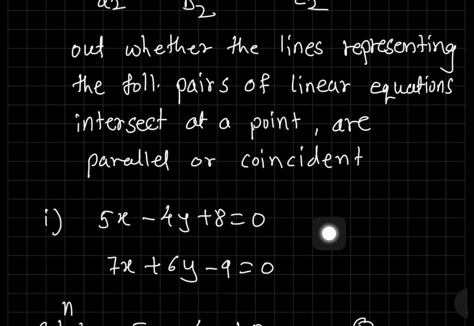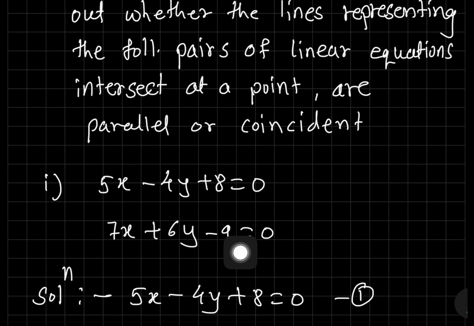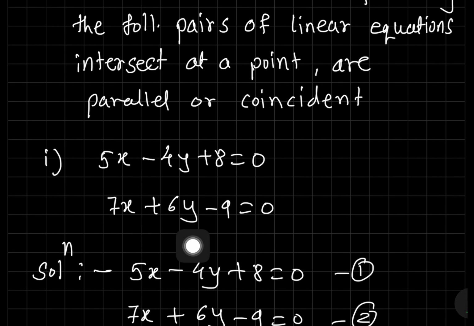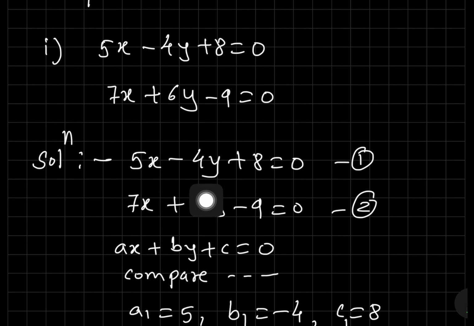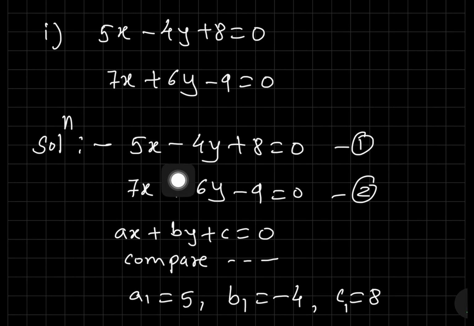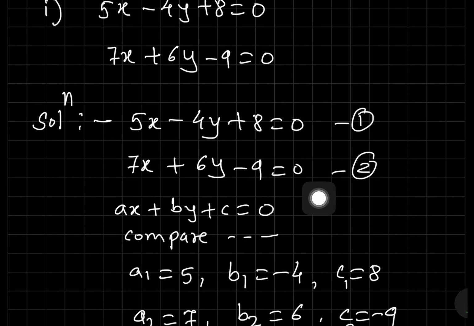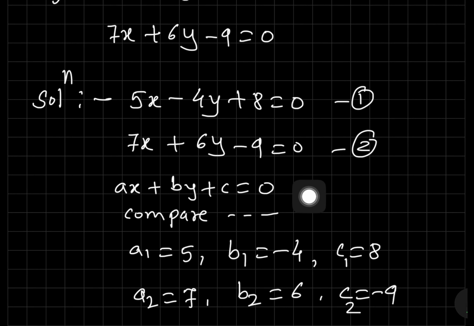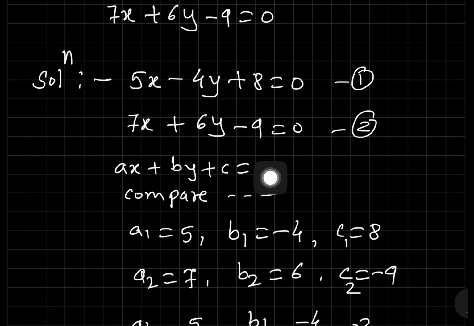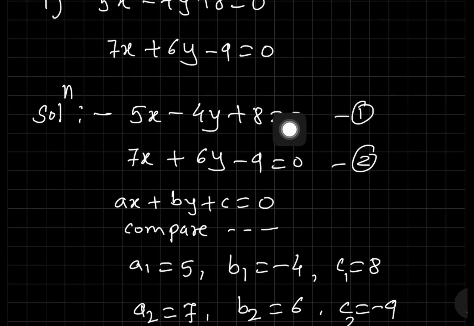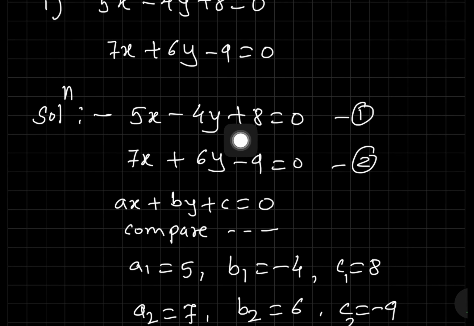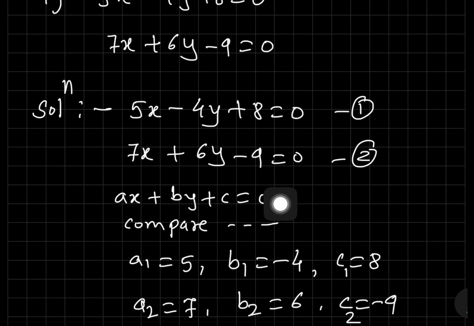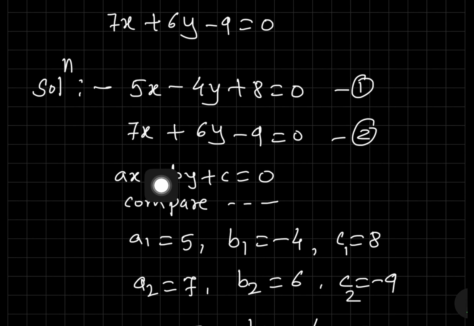Here two linear equations are given in two variables, x and y. In the first example, equations 1 and 2 are given, and whatever is given we write as it is. Now we have to write in this form, ax plus by plus c. This form is already given: 5x minus 4y plus 8 equal to 0. This is the standard form.